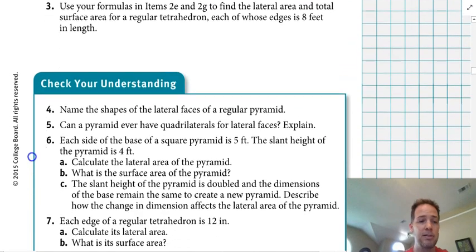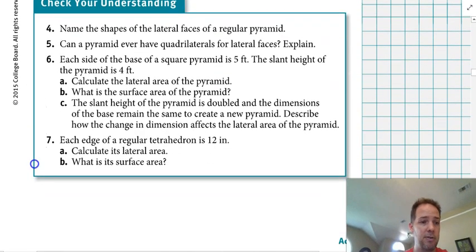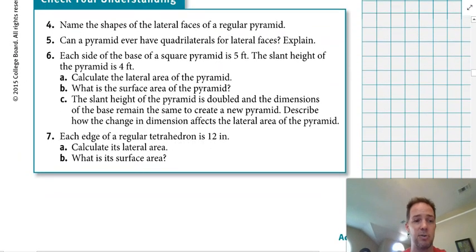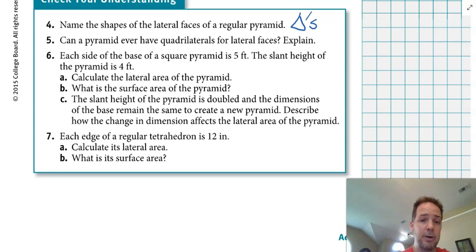All right. So numbers 4, 5, and 6, we'll get some practice on 6. It says name the shapes on the lateral surfaces of a pyramid. All pyramids have triangles on the lateral surfaces. Can a pyramid ever have quadrilaterals on the lateral faces? No. Rectangles or parallelograms would make it a prism, not a pyramid. So no, that would create a prism.